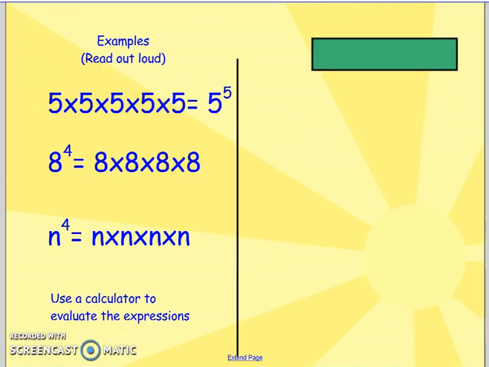All right, so let's look at a couple more examples. Here we have 5 times 5 times 5 times 5 times 5, which is really written as 5 to the 5th power. We have 8 to the 4th power, which is the same thing as 4 8s. Now, is this going to be the same thing as 8 times 4? Is this going to be the same as 5 times 5?